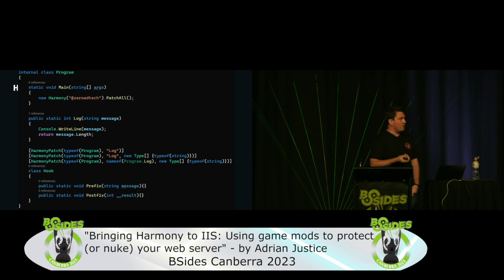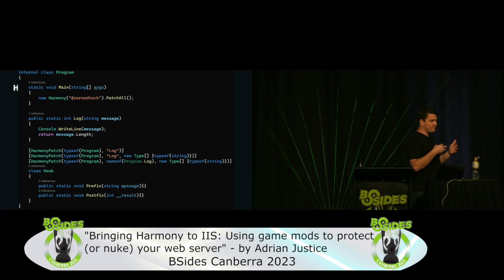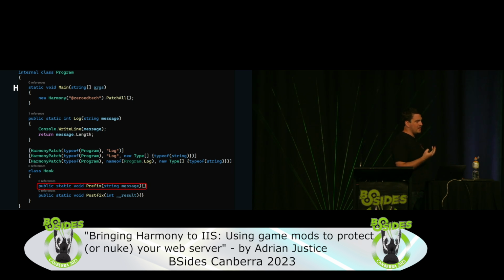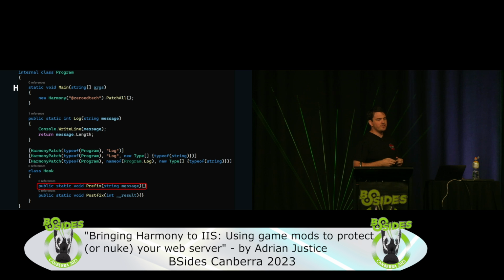Next up, we've got our hook class. The name of this class can be whatever you want. I recommend going for something that is descriptive of what you're actually trying to achieve. Within that, there's several different functions we can selectively create depending on what we want to achieve. So a prefix function will run before the target function, so in this case, before the log function. And it's typically used if you want to do something with parameters. So you want to log parameters being passed in, you want to tamper with them, or you want to straight up prevent the target function from running.